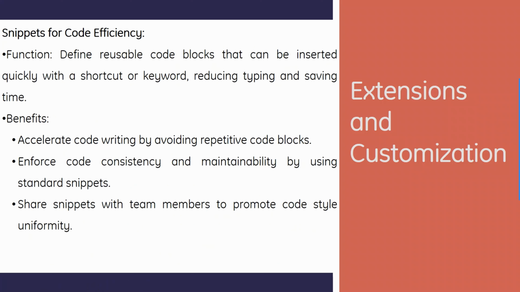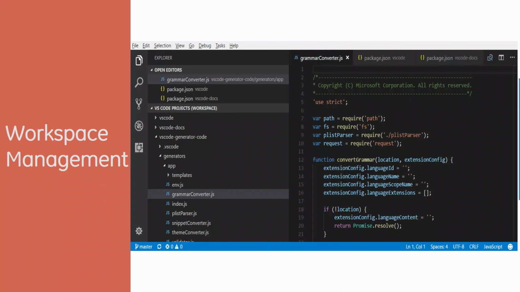Then we have snippets for code efficiency. The function of snippets being defining reusable code blocks that can be easily inserted quickly with a shortcut or keyboard, reducing typing and saving time. The benefits being accelerated code writing by avoiding repetitive code blocks. Then we have enforcing code consistency and maintainability by using standard snippets, and sharing snippets with team members to promote code style uniformity. Now this is the workspace management.